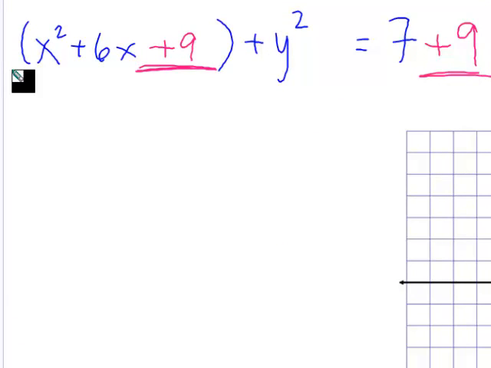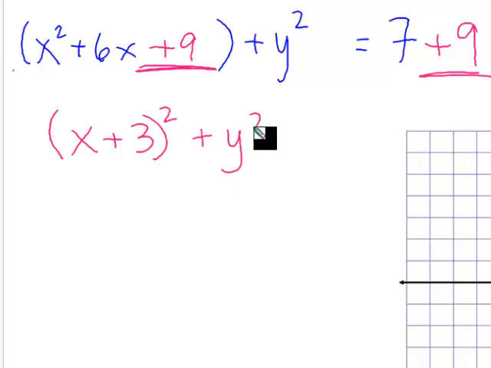So what do we have then? X squared plus 6x plus 9 becomes what? Good, so x plus 3 squared plus y squared is equal to, good, 16. Standard form.